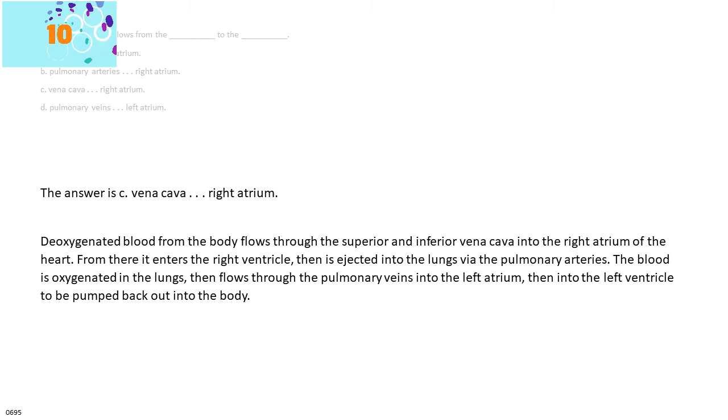The answer is C. Vena cava, right atrium. Deoxygenated blood from the body flows through the superior and inferior vena cava into the right atrium of the heart. From there it enters the right ventricle, then is ejected into the lungs via the pulmonary arteries. The blood is oxygenated in the lungs, then flows through the pulmonary veins into the left atrium, then into the left ventricle to be pumped back out into the body.